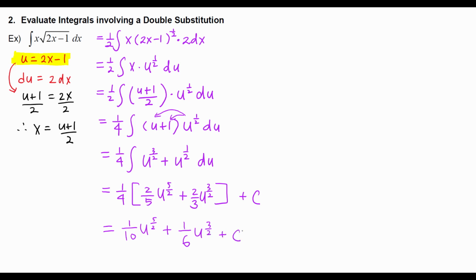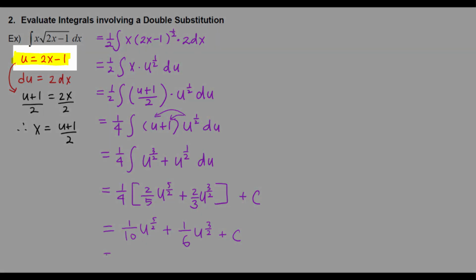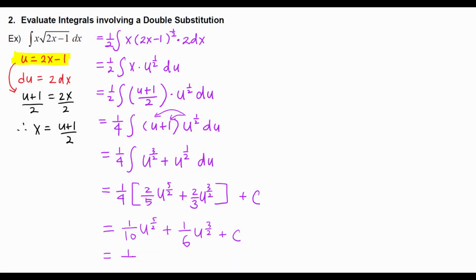So now you can do back substitution of u, and our u was 2x minus 1. So final answer would be 1/10 times 2x minus 1 to the 5 over 2 power plus 1 over 6 times 2x minus 1 to the 3 over 2 power plus c, and we are done.